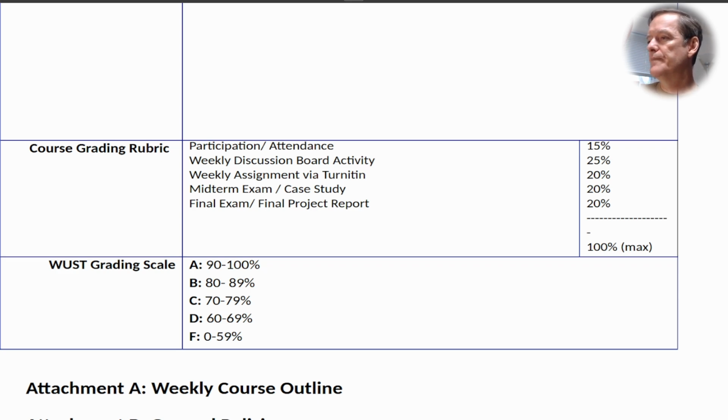Now the grading is very standard. You see it right here. A, B, C, D, and F. This is the typical grading scale used, I guess, just about everywhere.